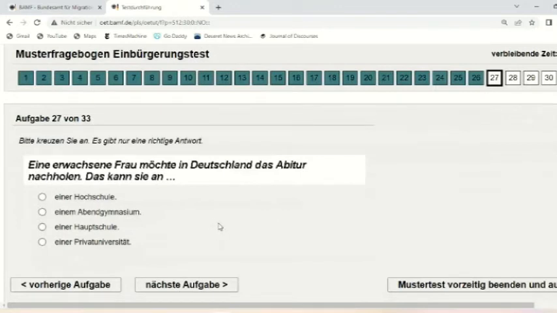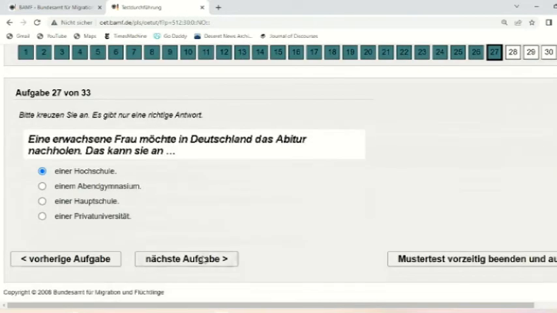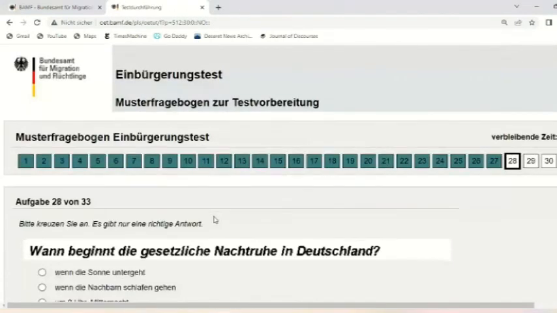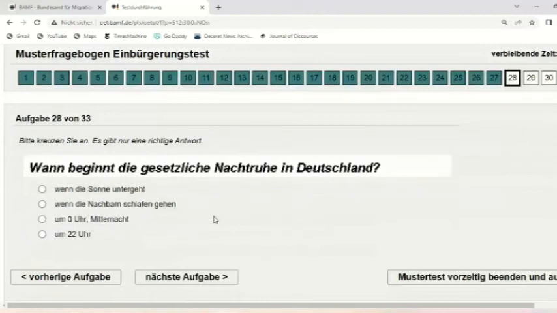Question 27. An adult woman in Germany would like to get her high school diploma after the fact. She can do this at a college, an evening high school, a lower high school, or a private university. I can't remember this one. I think you can take classes at a community college to get your high school equivalency, but I can't remember, so I'm going for a college.